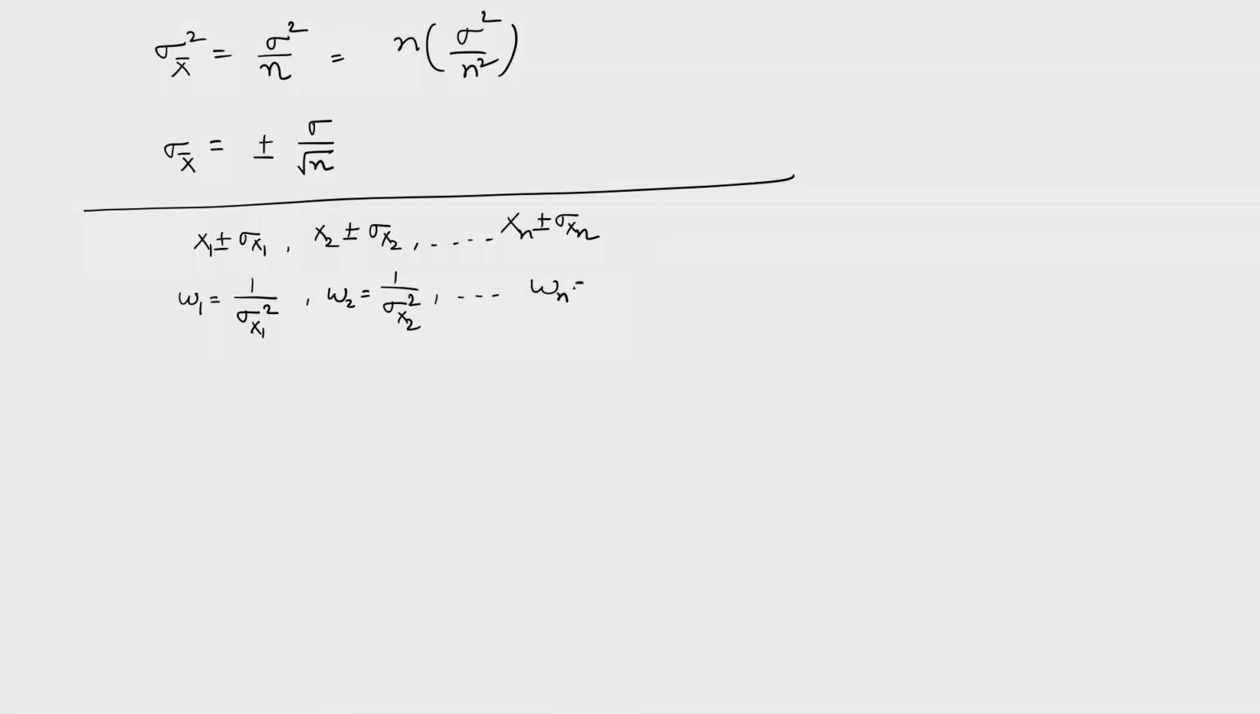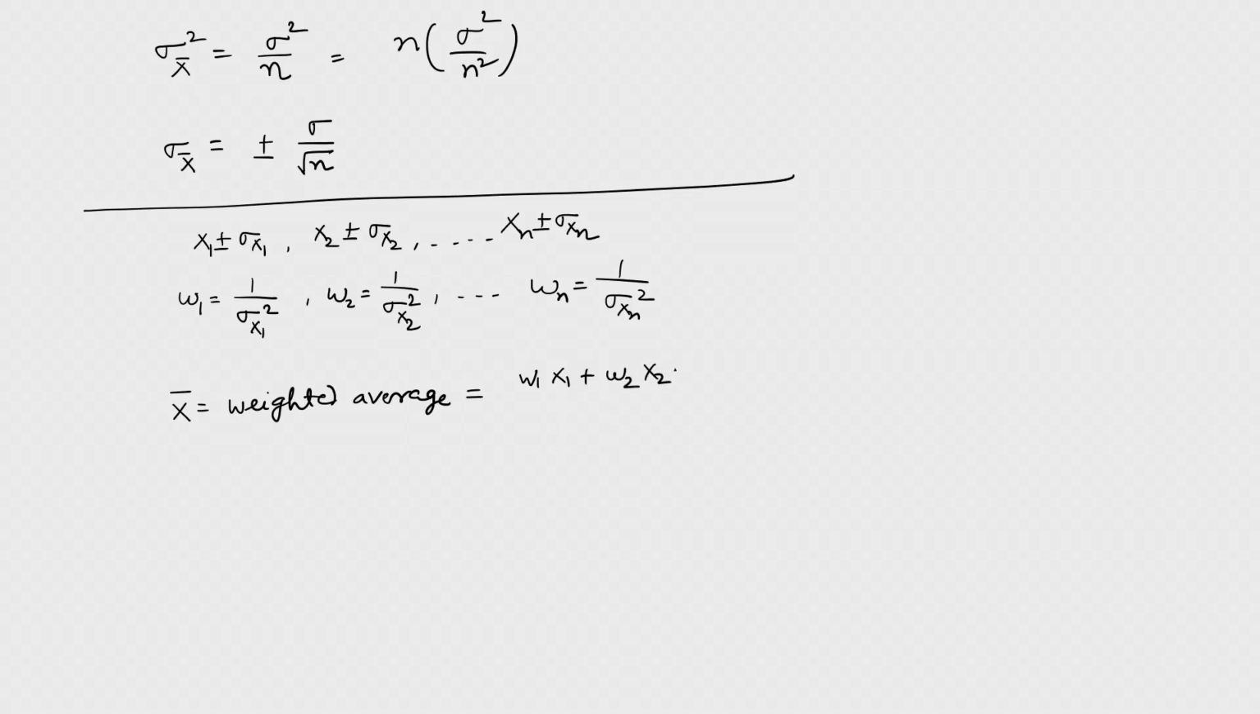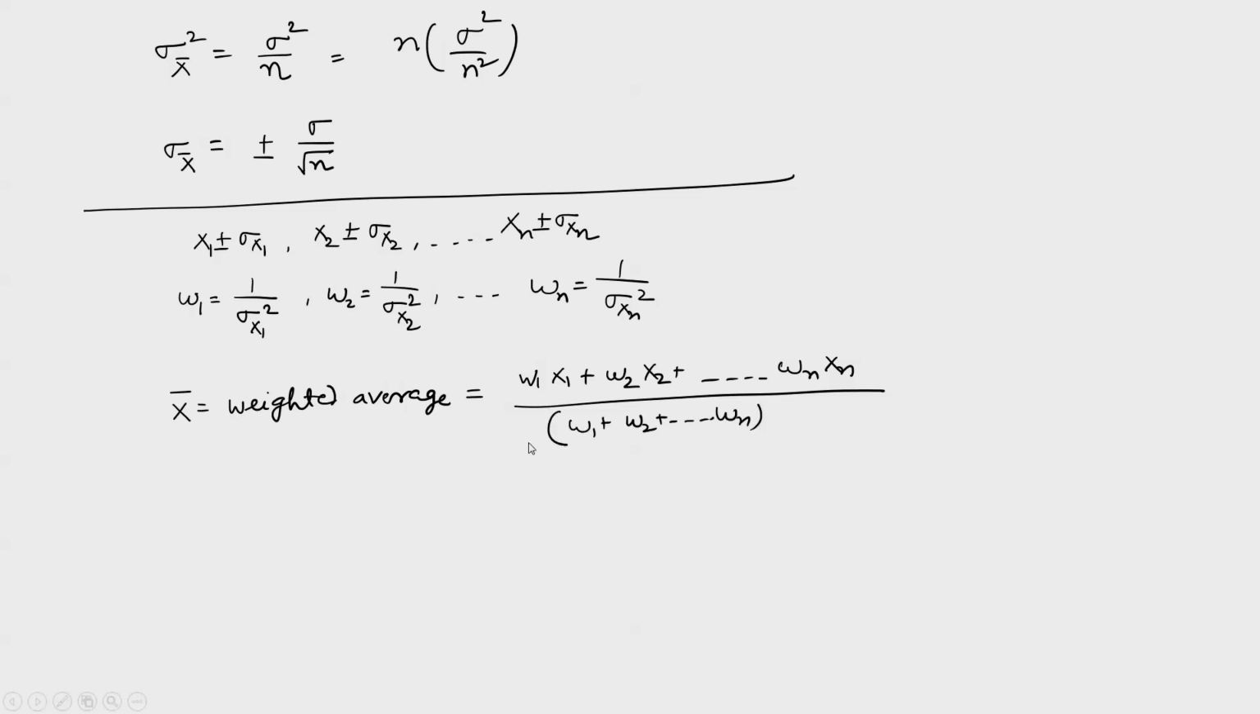So, Wn is assigned like this, and in such cases we find out the weighted average. That means, what is the average value here? I call it the weighted average, which is equal to W1 x1 plus W2 x2 plus Wn xn divided by W1 plus W2 and so on, that is the summation of weights of all observations. Now, find out what is the mean or the sigma x bar of the weighted average.